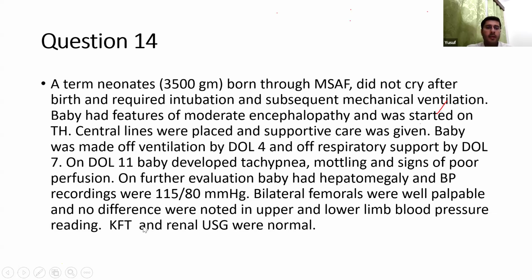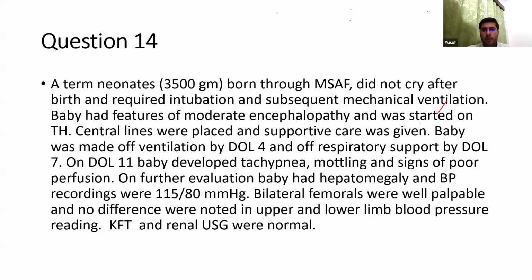This next case is basically a term baby, 3.5 kg, born through meconium-stained liquor, did not cry after birth, required intubation and subsequent mechanical ventilation. So this baby had features of moderate encephalopathy. As per protocol, he was initiated on therapeutic hypothermia. Central lines were placed, supportive care was given. Baby was off ventilation by day 4 and off respiratory support by day 7.